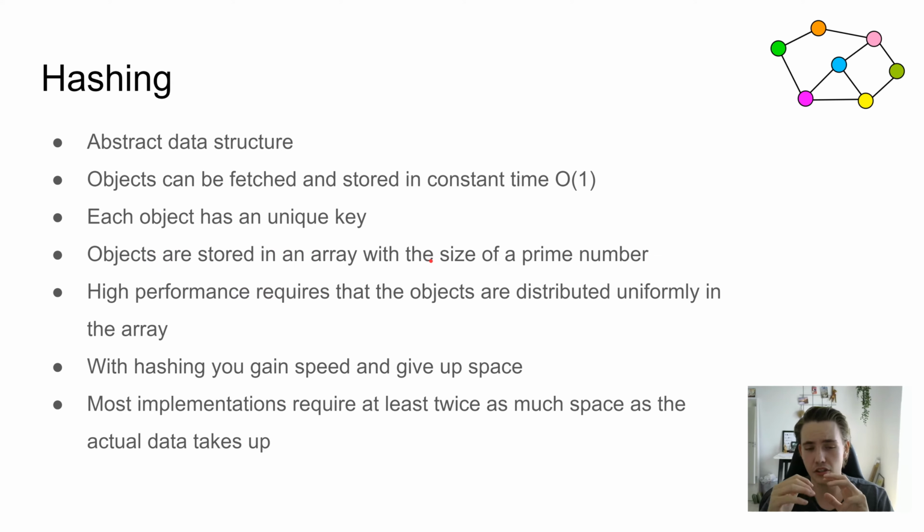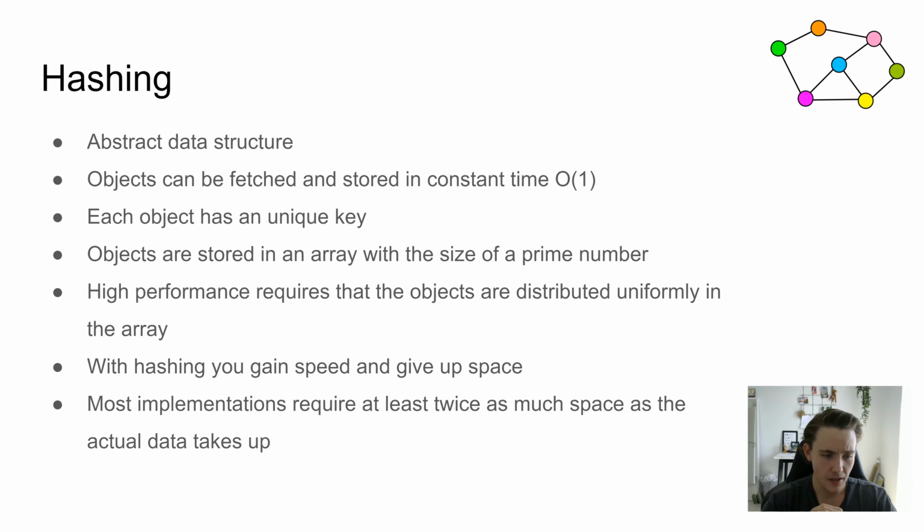It's really important, as we'll see later on, that when we store objects in an array, the size of the array has to be a prime number, and we're going to talk more about that later in this video. And high performance also requires that the objects are distributed uniformly in the array. So they can't be far from each other if we want high performance in our application or in our program.